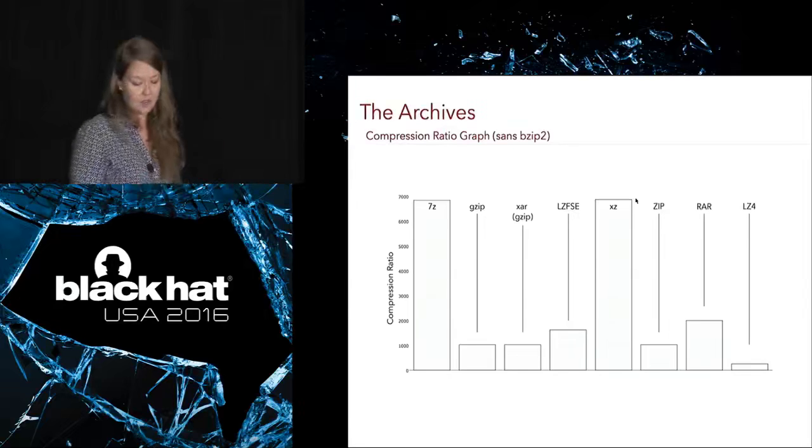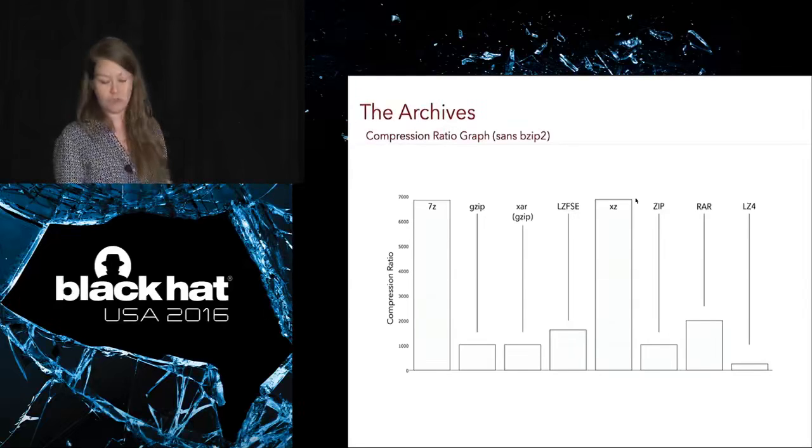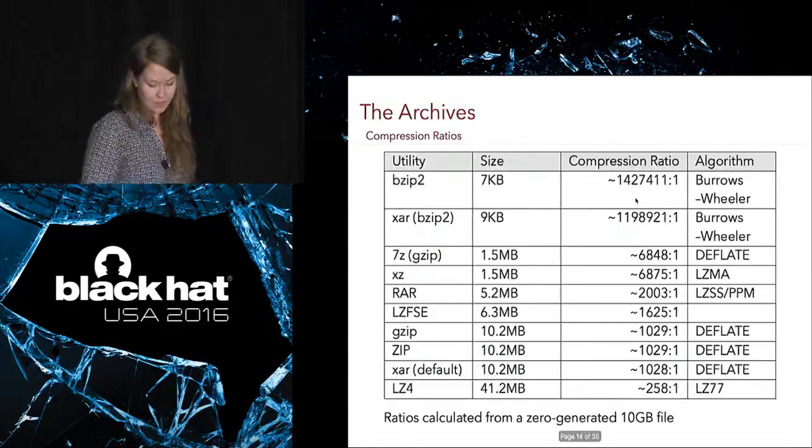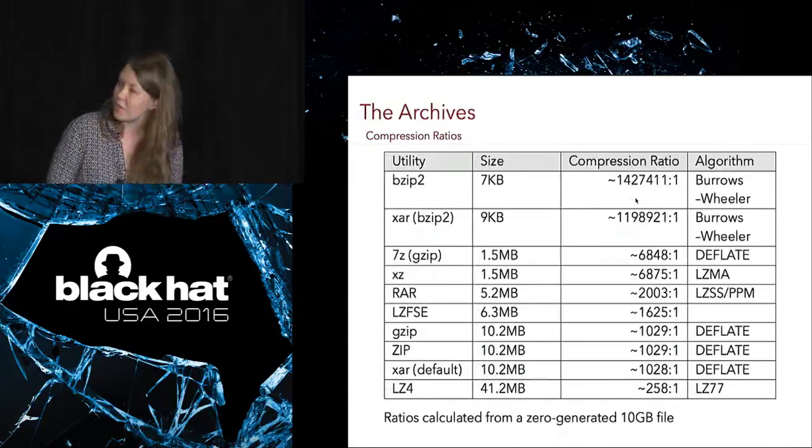7Z and XZ are definitely the big winners here, with LZ4 coming in last. The reason for that is LZ4 is just very, very fast, so you sacrifice a lot of the level of compression as a result. All right, so just getting further into the details.